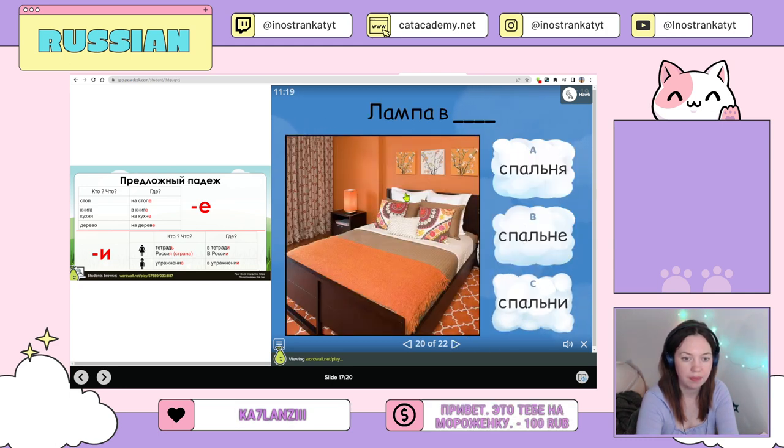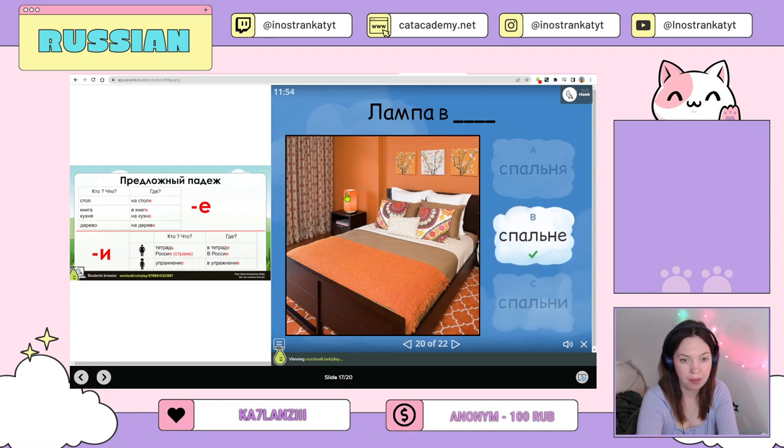Next one. Лампа в спальне. A lamp is in спальня, bedroom. Спальня, it's a noun. It ends with я, so it's a feminine gender. And we look, here we have Russia, Россия, also ends with я. But the exception is only about the countries. A bedroom is not a country, so no special rule. Should end with е. Лампа в спальне. A lamp is in the bedroom.